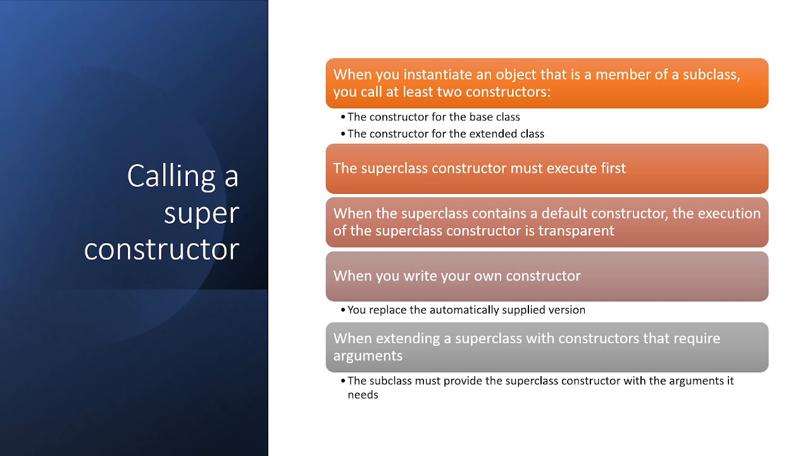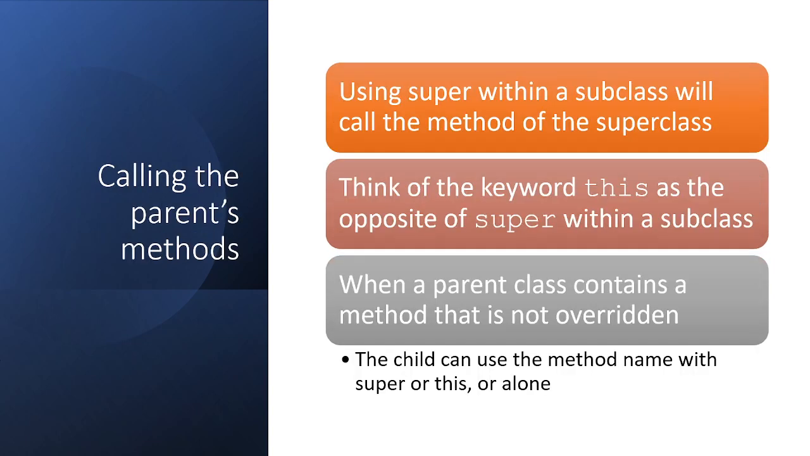When extending a superclass with constructors that require an argument, the subclass must provide the superclass constructor with the arguments it needs. So we have to make sure those particular boxes are filled when we're running a subclass. And so it's evident that if we use the keyword super within a subclass, we're going to call a method of the superclass.